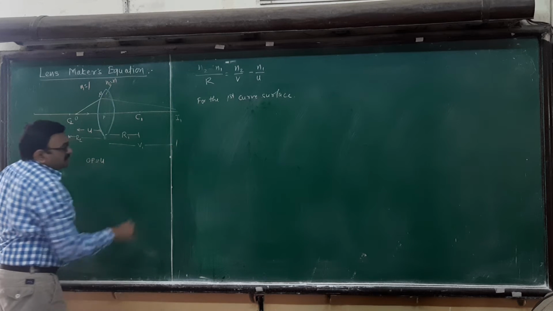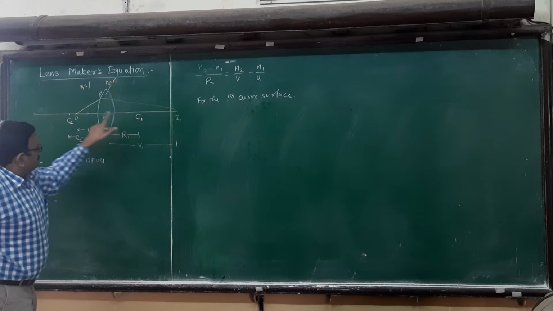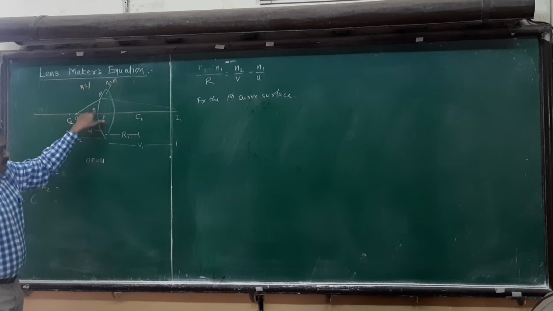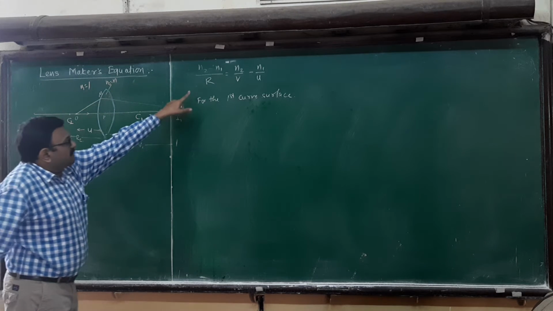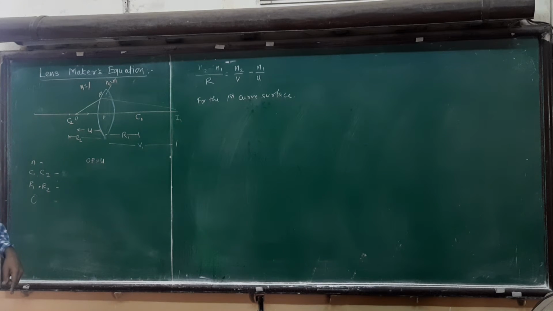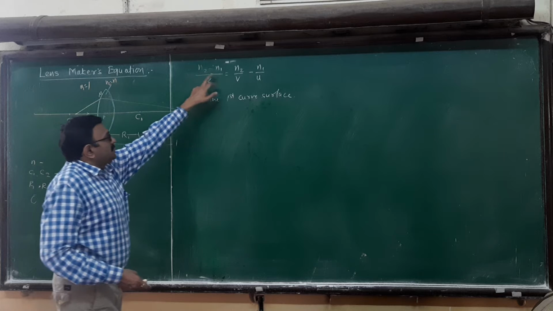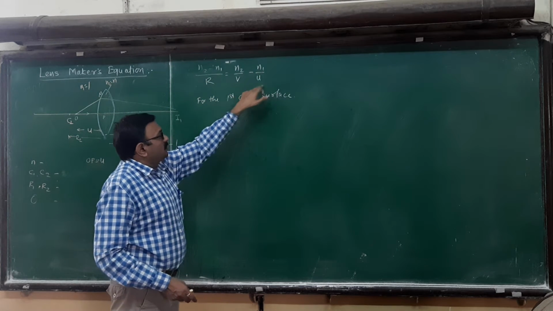Here the image is formed due to the first curved surface. Now according to this data, we make the equation. That equation, from the previous topic, is (N2 minus N1) upon R equals N2 upon V minus N1 upon U.